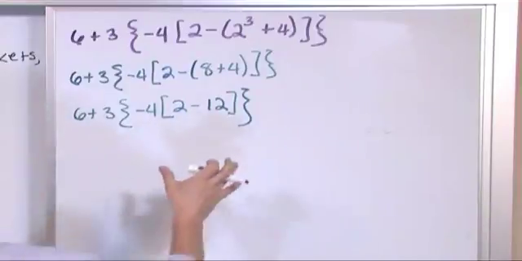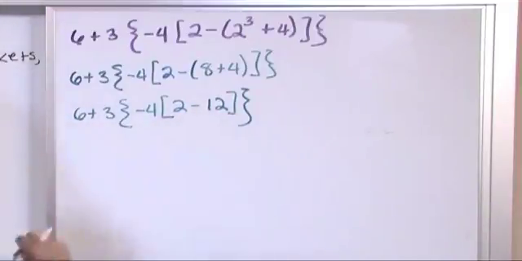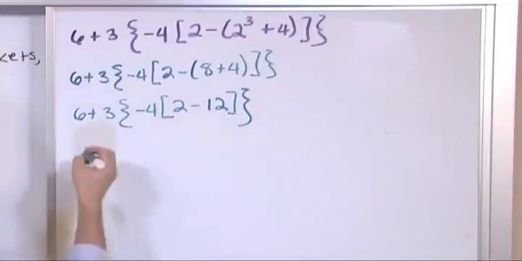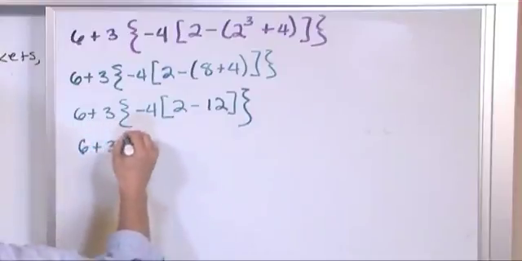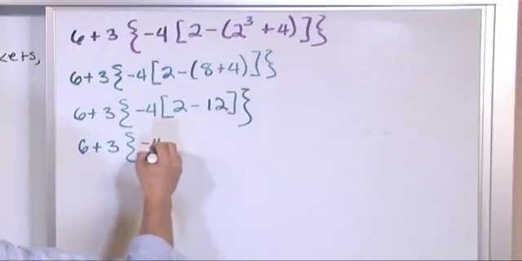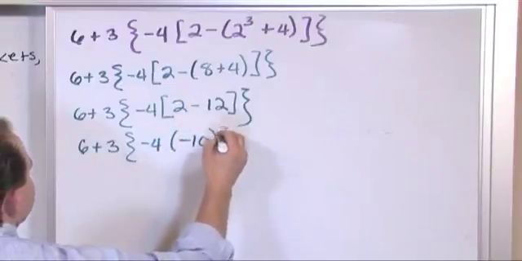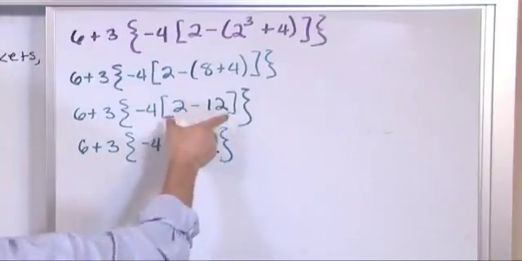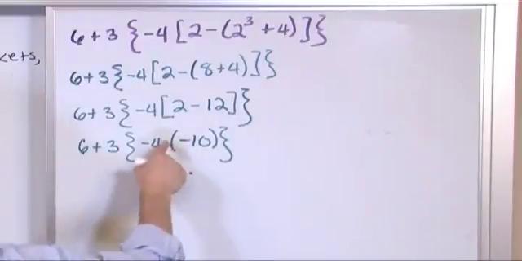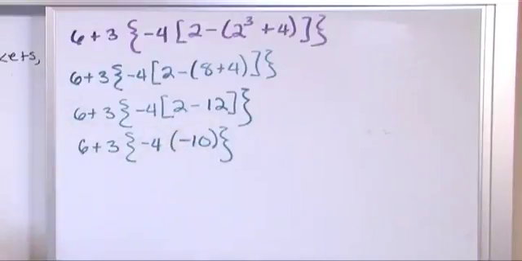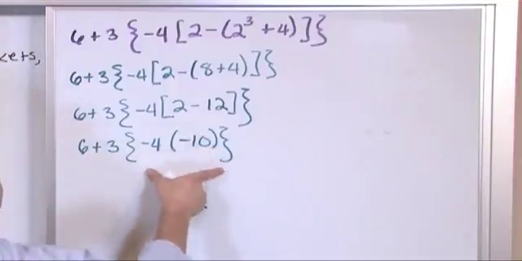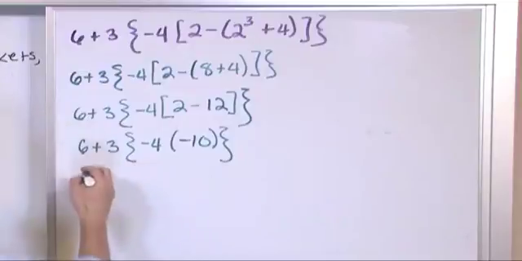Okay, now we continue to zoom into the innermost bracket. 2 minus 12 is going to give us negative 10. So we have 6 plus 3, bracket, negative 4, and what we have in here is negative 10. I put the parentheses around it because it's a negative number, and if you left it out with the negative, it'll look like subtraction. So to keep it clear, I just keep it inside the parentheses. So I'm going to have negative 4 times negative 10. That's what I need to do next because that's inside of these curly braces.